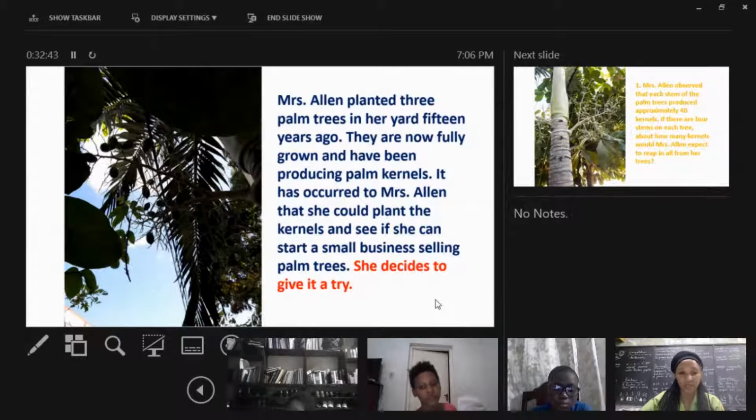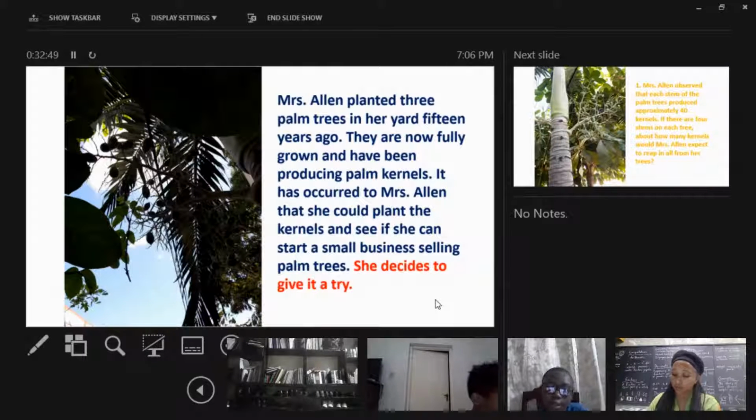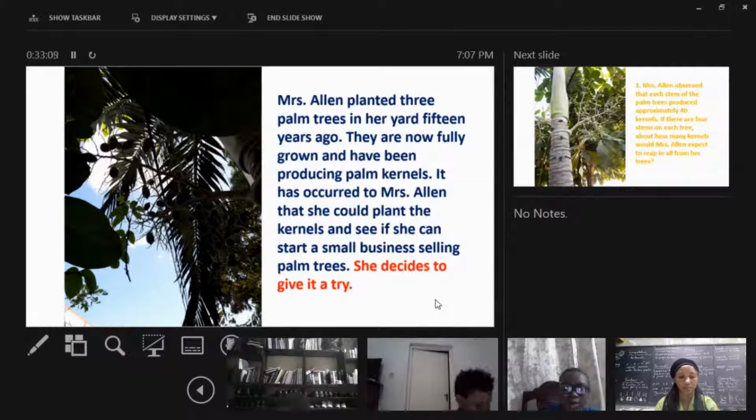Please read what's on the screen. Okay, Miss. Mrs. Allen planted 3 palm trees in her yard 15 years ago. They are now fully grown and have been producing palm kernels. It has occurred to Mrs. Allen that she could plant the kernels and see if she can start a small business selling palm trees. She decides to give it a try.